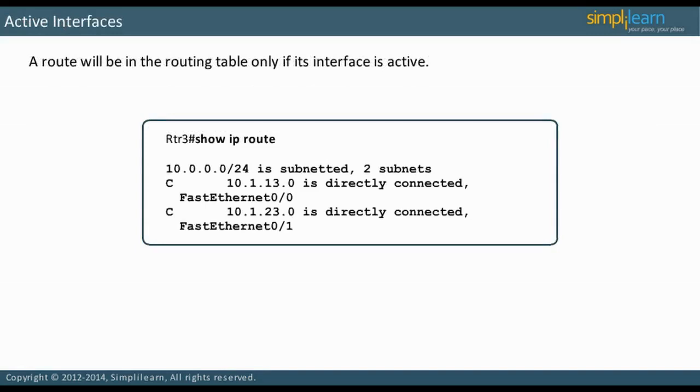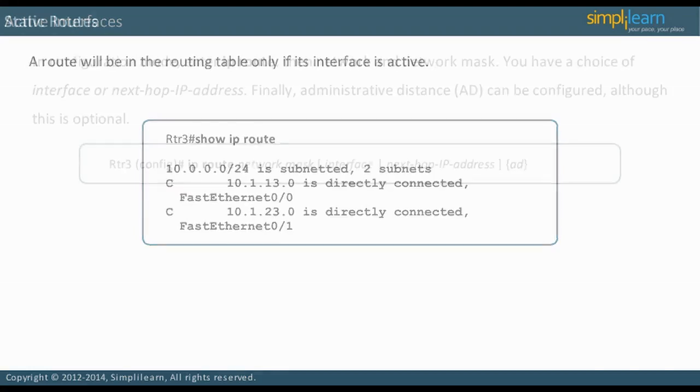A route will be in the routing table only if its interface is active. If the interface is not up and up, no routes involving that interface as next hop will be listed in the routing table. In the topology on the previous slide, if RTR3's F10 interface fails, or it is administratively down using the shutdown command, then 25.0.0.0/8 network can no longer be seen in the routing table. In the next slide, let us understand how to configure routes that are to be entered in the routing table.